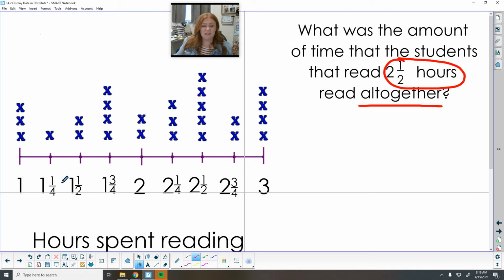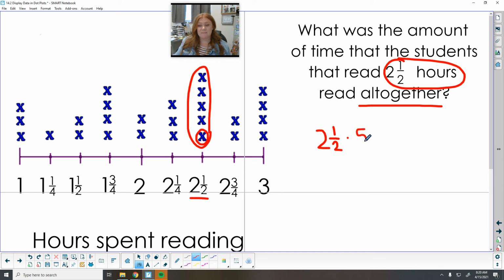So we're looking for our time of 2.5. So we're right here. And the question doesn't want to know how much did they read. We know they read 2.5. It tells us that. It wants to know how much did each of these students read all together. So how much did this student read? 2.5. This one read 2.5, 2.5, 2.5, 2.5. So I'm hearing that I have 2.5, 5 times.